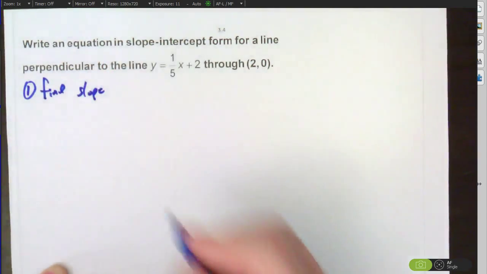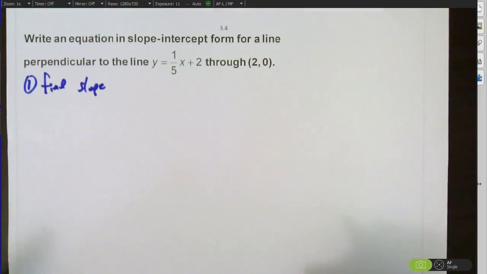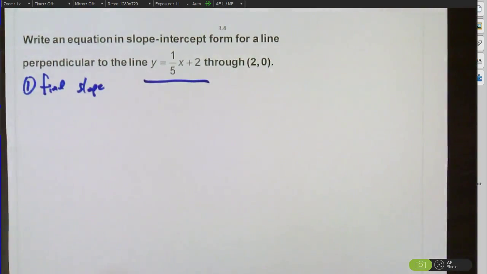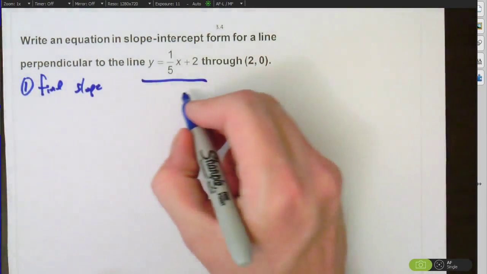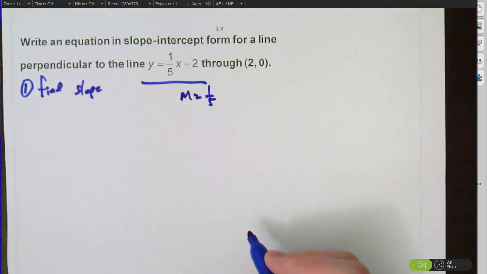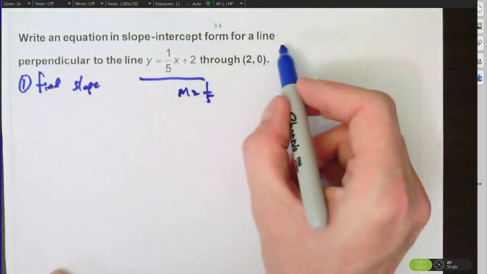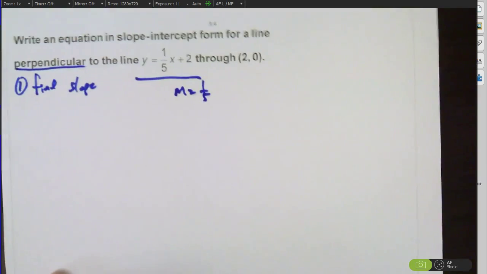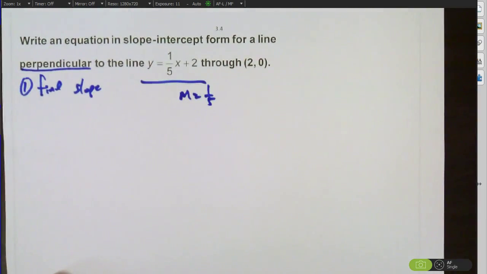slope. Okay. Well, when I look at this, the question is, what's the slope? Well, if this is in slope-intercept form, which it is because it's y equals something times x plus a number, this slope is 1/5. Okay. Now you might be saying, why do I care about that 1/5? Well, wait a second. It said write an equation in slope-intercept form of a line perpendicular to this line. So I need to know the slope of this line to find the perpendicular slope.